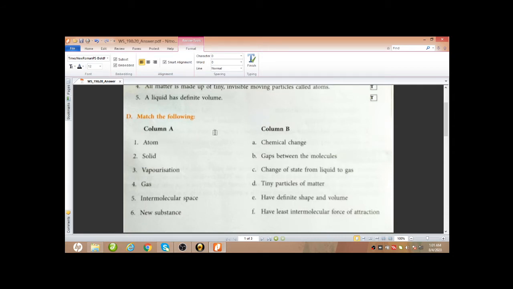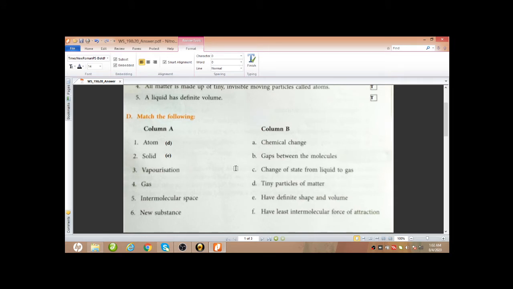So we have to match column A with column B. Atom will match with D, teeny particles of matter. Here it's not possible to write side by side, but whenever you write, try to write it side by side. Column A you keep fixed, and column B you change accordingly. So atom will go with D, teeny particles of matter. Next, solid will match with E, have definite shape and volume. Yes, solid has definite shape and volume.